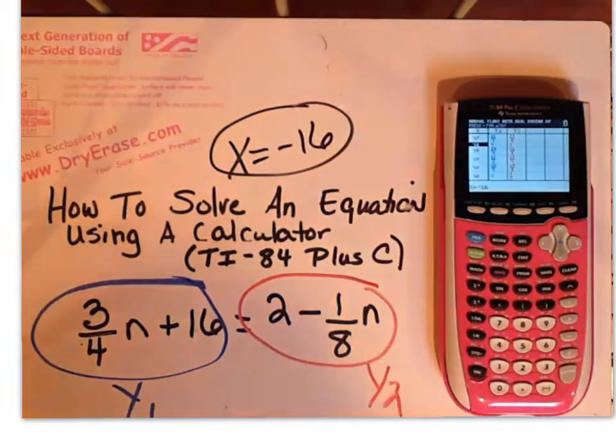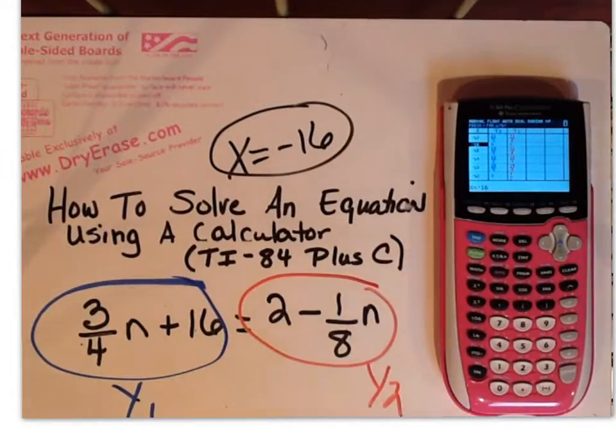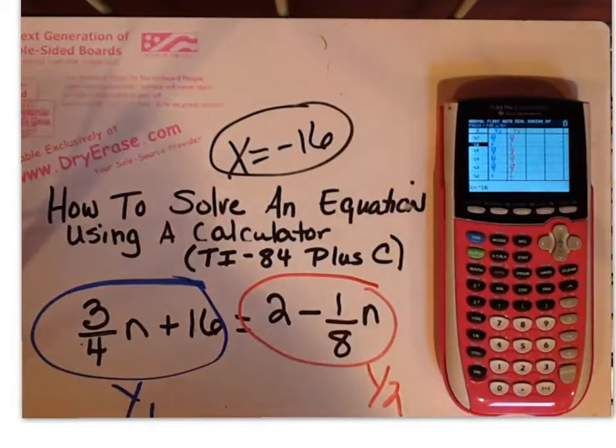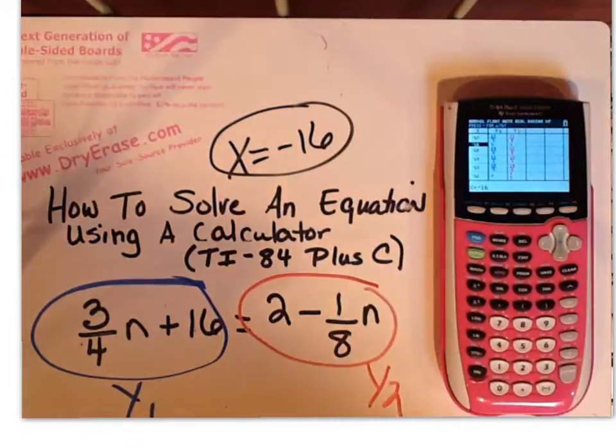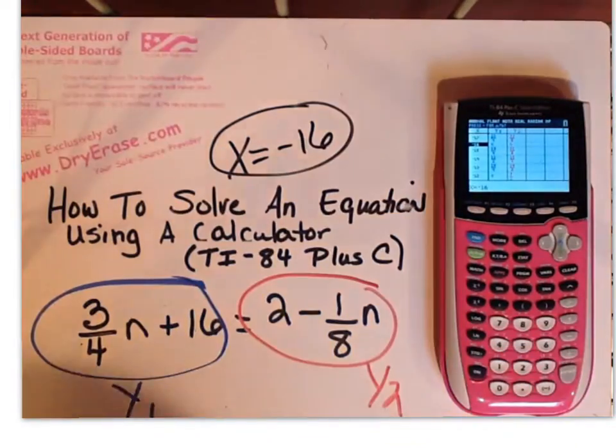So that shows you with the table how you find the solution. When the y1 and the y2 have the same number, that means the x-coordinate at that point is your solution.